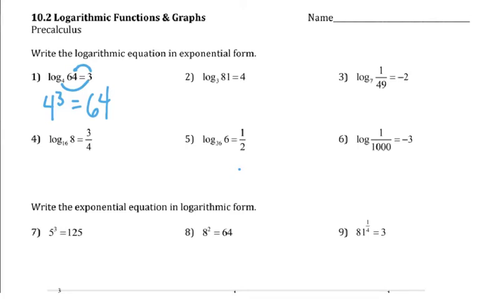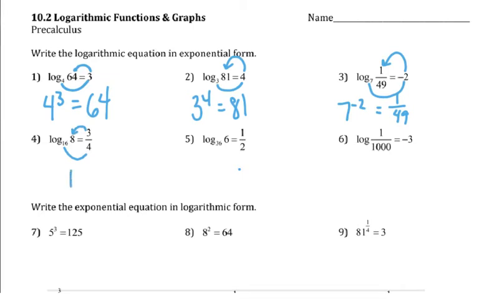Number 2, I need a snail, so I'm going to start at the base, pick up the number, and end with the big number. So 3 to the 4th equals 81. Again, start with the base, pick up the number, then you get your answer. 7 to the negative 2 is 1 over 49. Snail, base, answer, 16 raised to the 3/4 equals 8. Snail around, answer, 36 raised to the 1/2 equals 6.